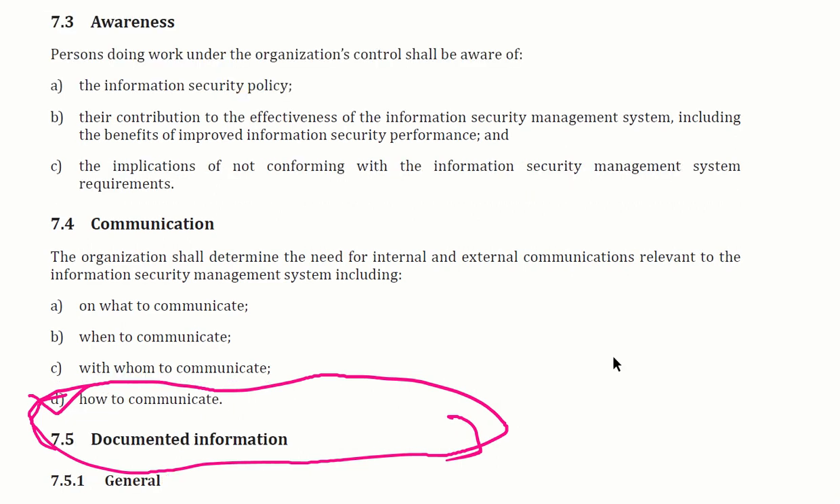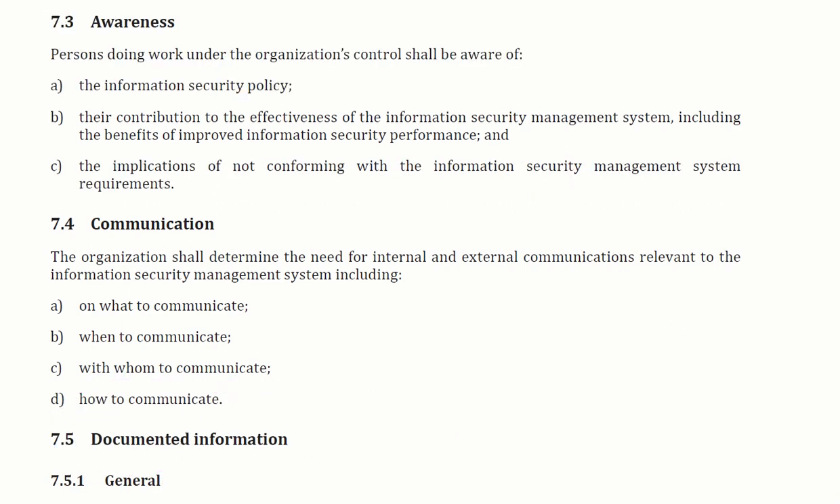Now in your new standard, if you see, these two items, D and E, have been deleted. Now they have come up with a new requirement, or they have combined these two into a new requirement that is called how to communicate. In how to communicate, who shall communicate and the process of communication, all those things would be covered. So this has been added in your newer standard.